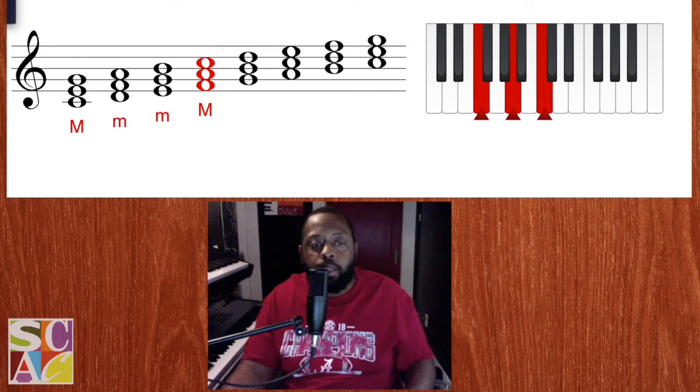Next to it, this is called an F major triad. Notice the uppercase M. Let's analyze. From F to A is a major third, and from F to C is the perfect fifth. Adding these two together makes this an F major triad. Let's listen.